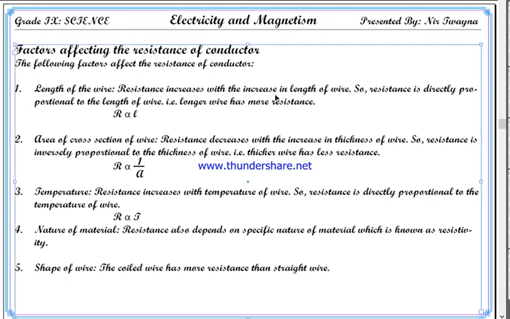Okay, current means flowing of electrons. Yes, so the longer the electrons have to travel, the more energy they will lose. That is why resistance increases with increase in length of wire. So resistance is directly proportional to the length of wire. That means a longer wire has more resistance.